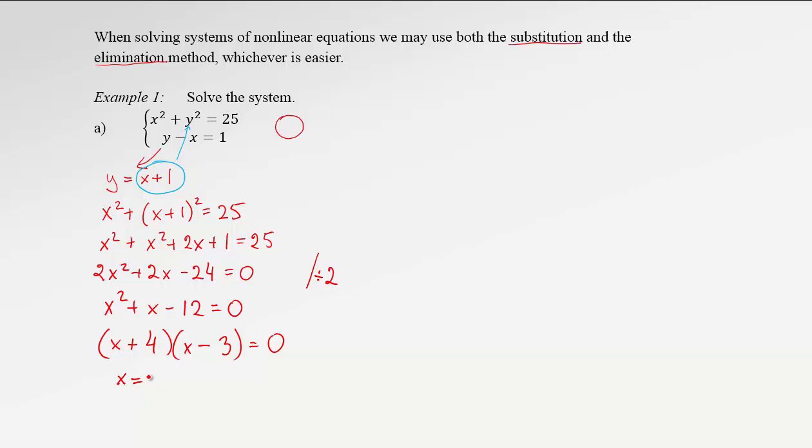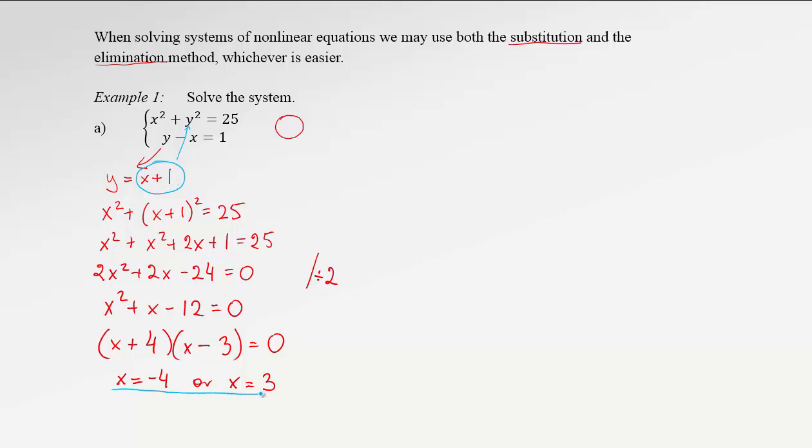From this bracket, x is negative 4, or from that bracket, x is 3. However, when solving a system of equations, we need to end up with an ordered pair of numbers. Each x is the input for the y, so we need to find the corresponding y that matches this x and would satisfy both of these equations. Therefore, we could use any of those equations, whichever is easier. And it looks like the easier one is the second one, because it's linear.